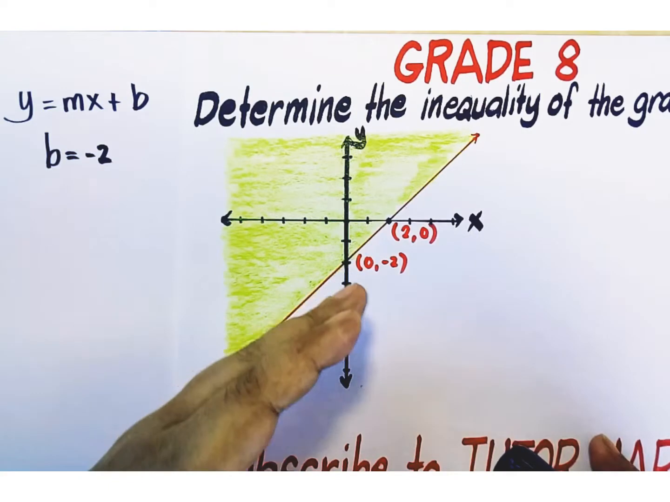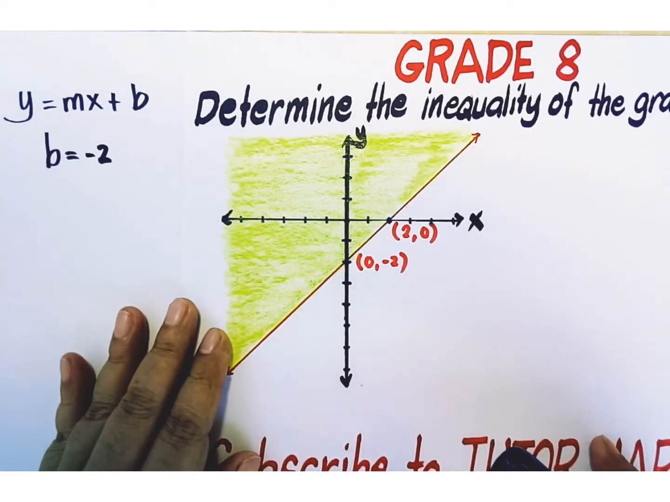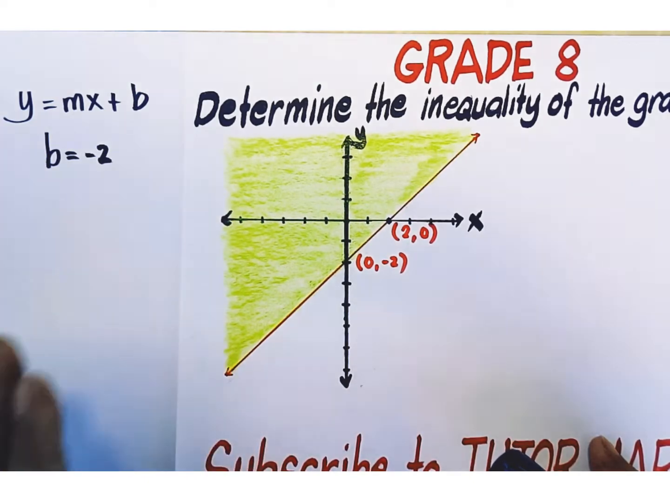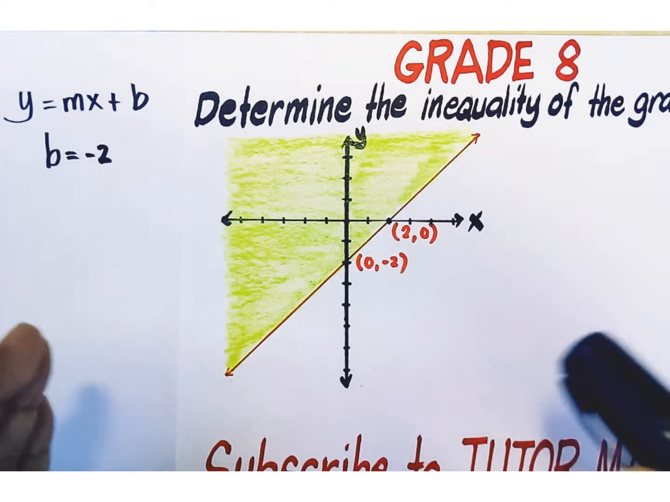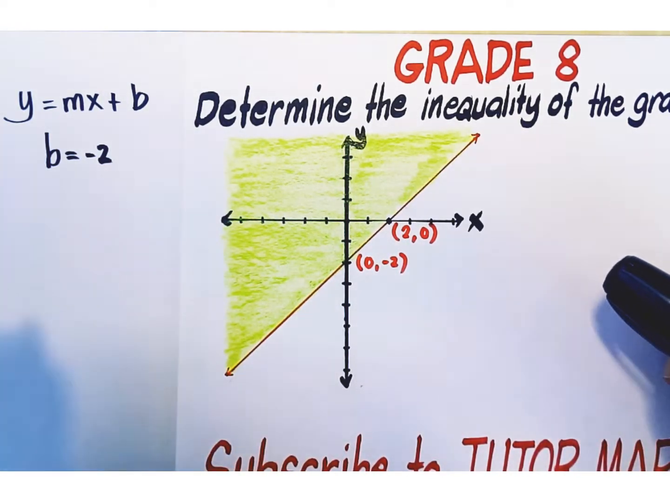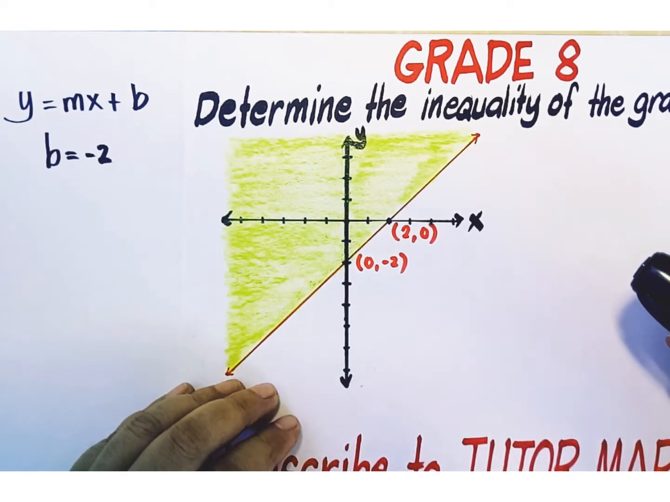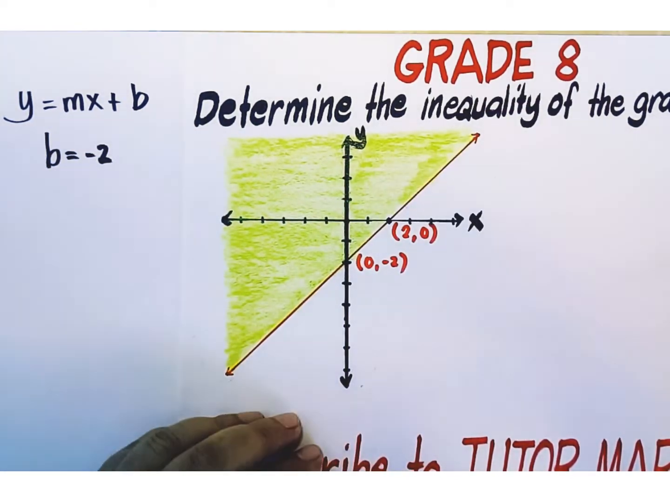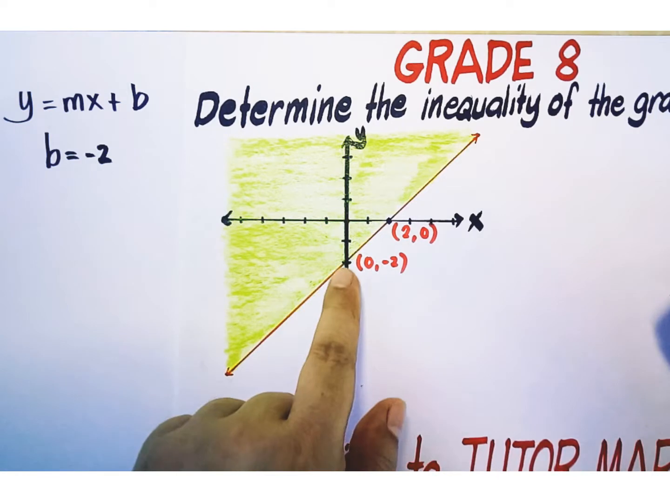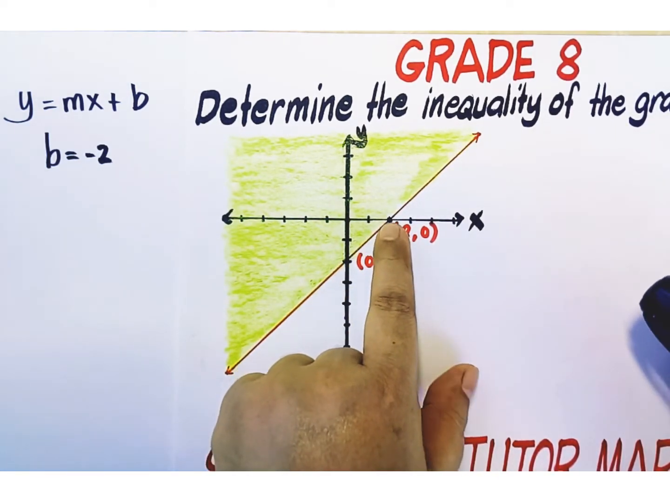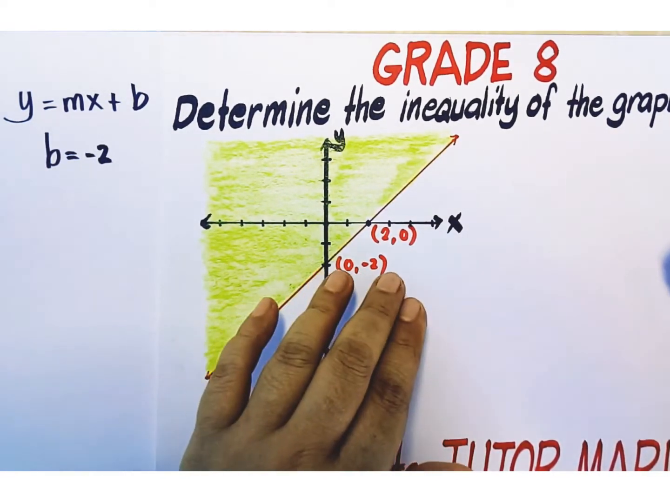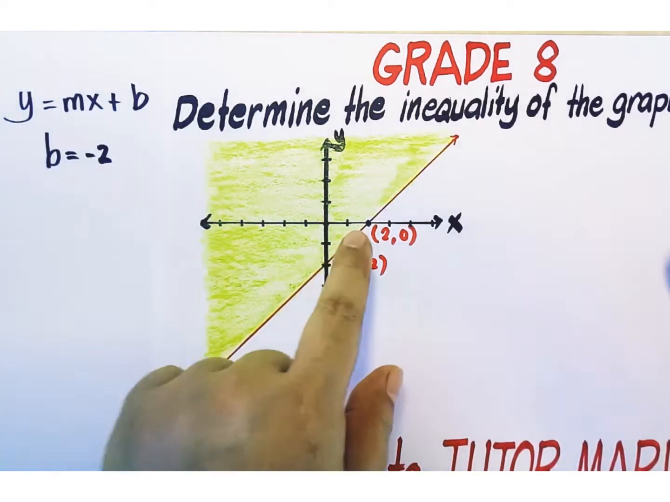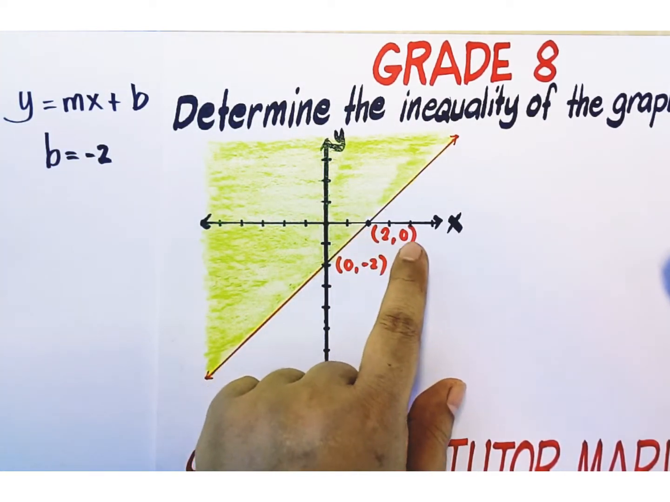If the graph of the boundary line is given, locate any 2 points on the boundary line that are very easy to work with. When we say points that are very easy to work with, we mean points with integer coordinates. So based on the given graph of the boundary line, the 2 points that are very easy to work with are the y-intercept and the x-intercept of the line. We already know the coordinates of the y-intercept. We have 0 and -2. The coordinates of the x-intercept are 2 and 0.